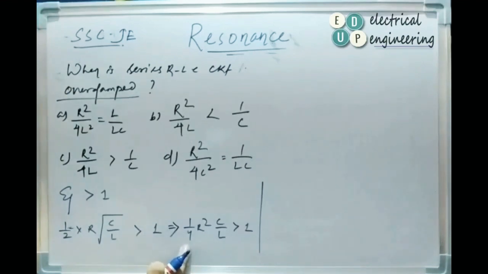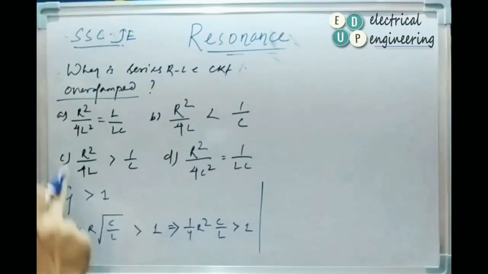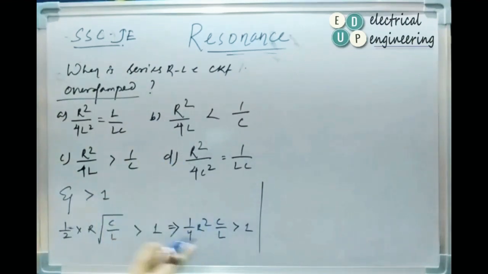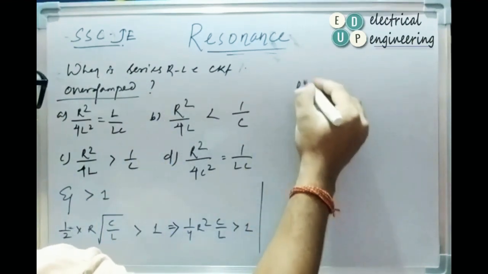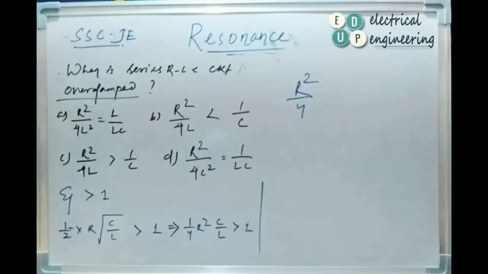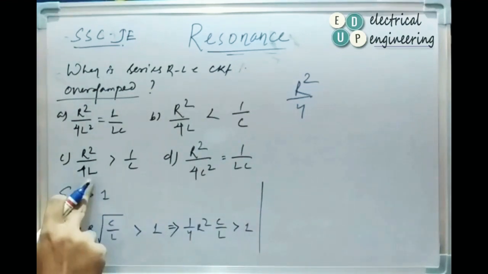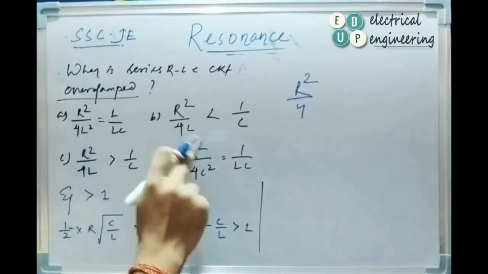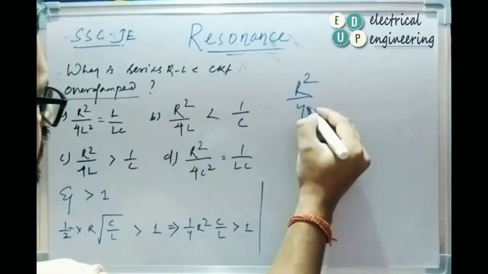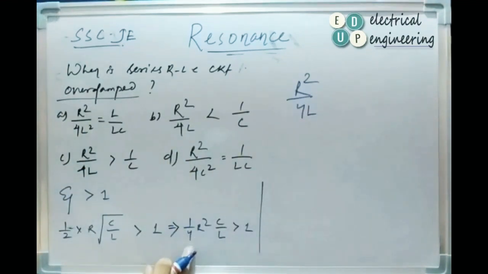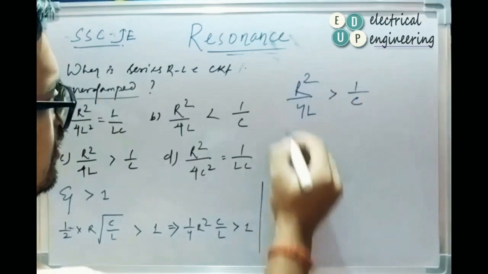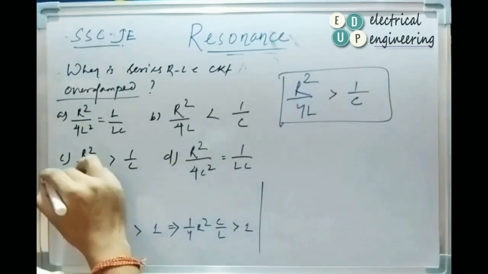I am keeping R squared by 4 on this side, and L here, and I am taking C to the other side, that is 1 by C. So R squared by 4 is greater than L by C. This answer is correct, and option C is correct.